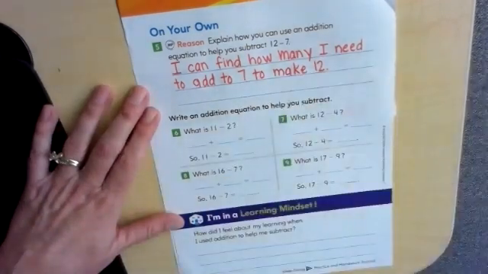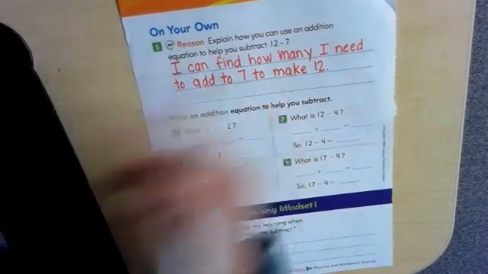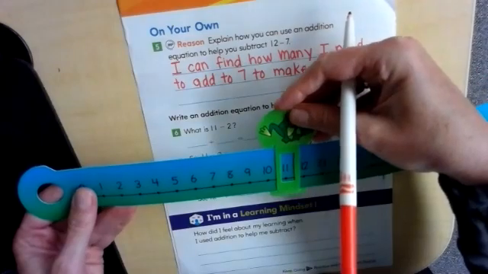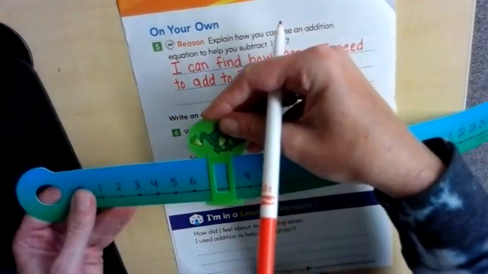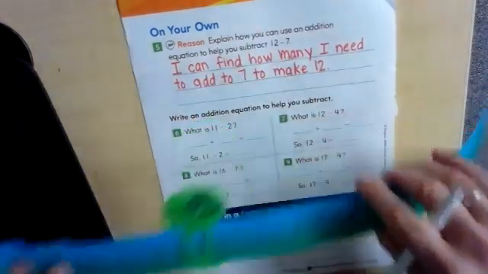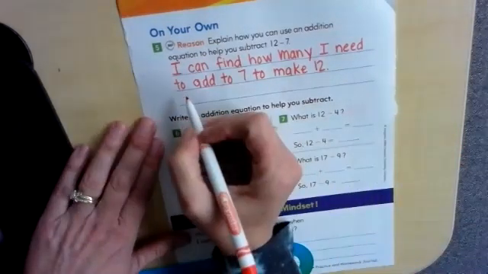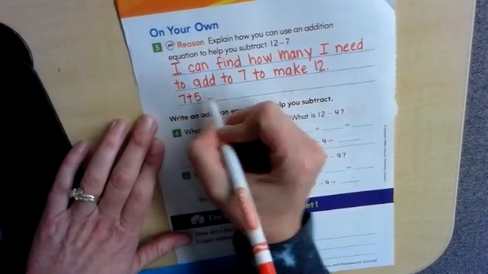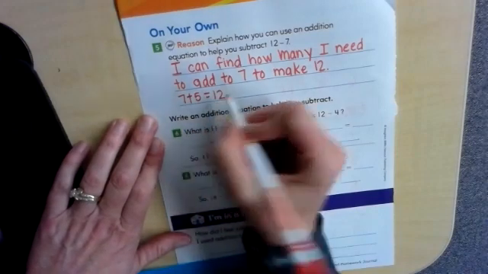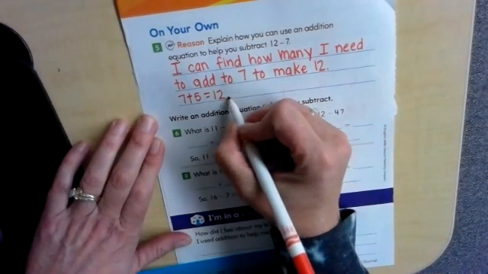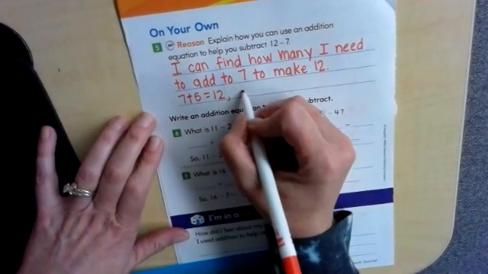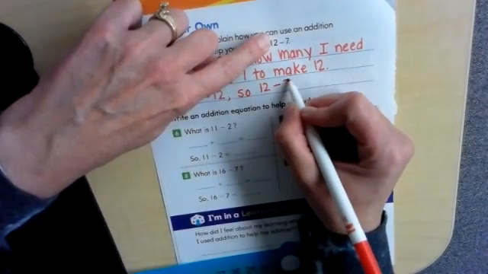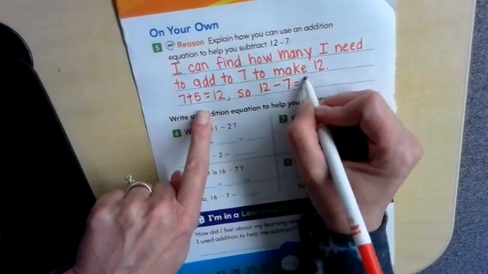Okay, for example, I could say, well, let's kind of look over here at this. I'm going to start with 12 and I'm going to jump back 1, 2, 3, 4, 5. Oh, I jumped back 5 times to make 7. So if I put 7 plus 5, I know that's going to equal 12. So that also tells me that this equation right here, 12 minus 7, must equal 5.